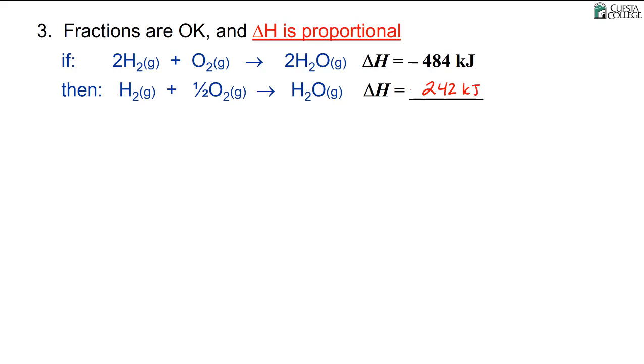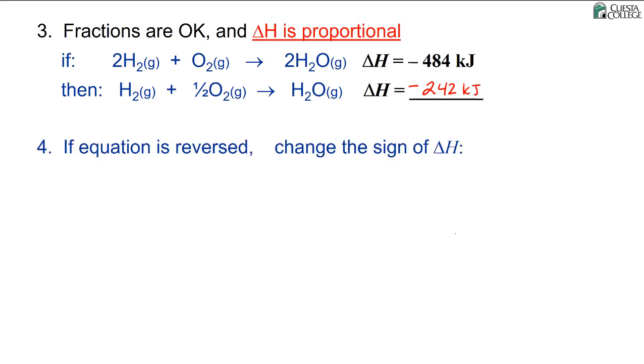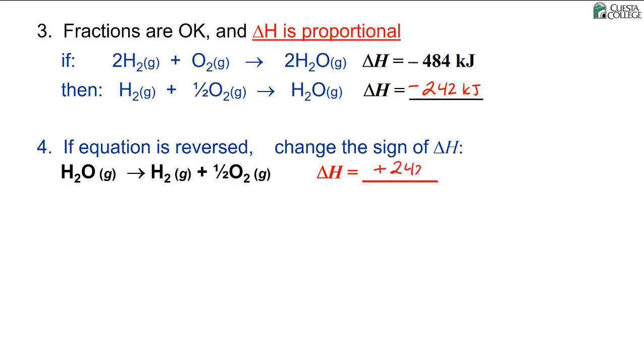negative 242 kilojoules. If an equation is reversed, the sign of delta H is changed. So for the above equation, H2 plus half O2 goes to H2O. If that equation is reversed, so H2O is turning into H2 and a half of an O2, the delta H becomes positive 242 kilojoules. What this really means is that in one direction, energy is released, and in the opposite direction, energy must be absorbed.